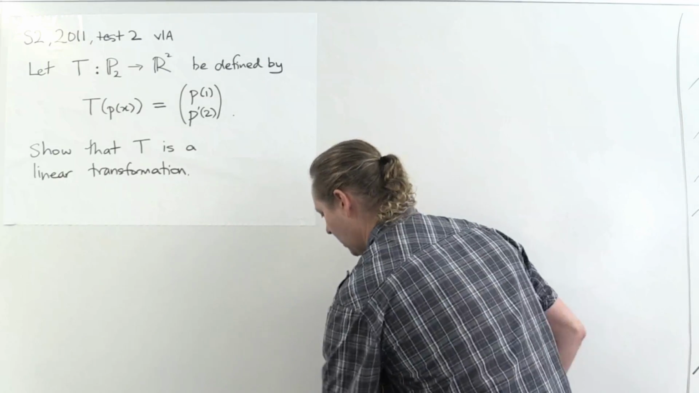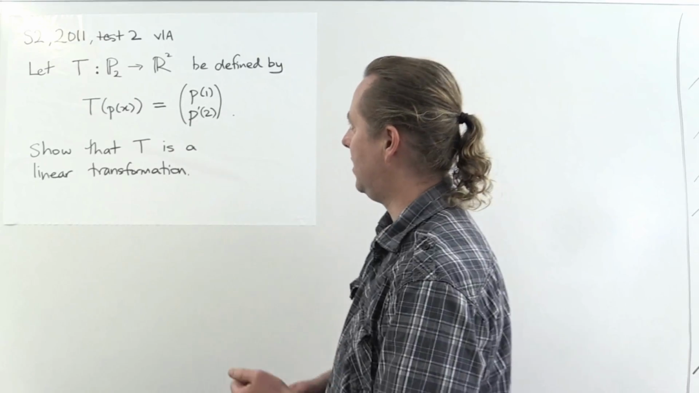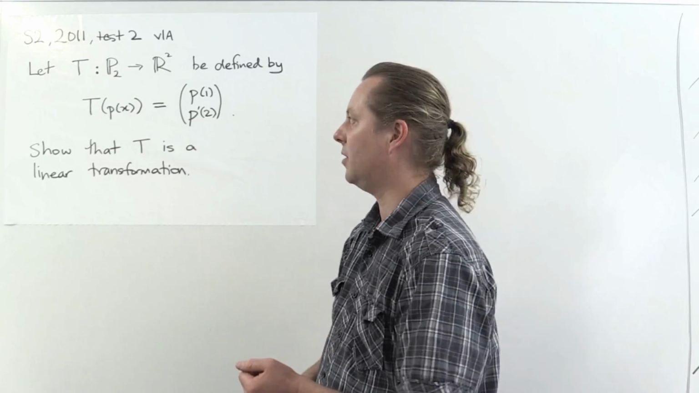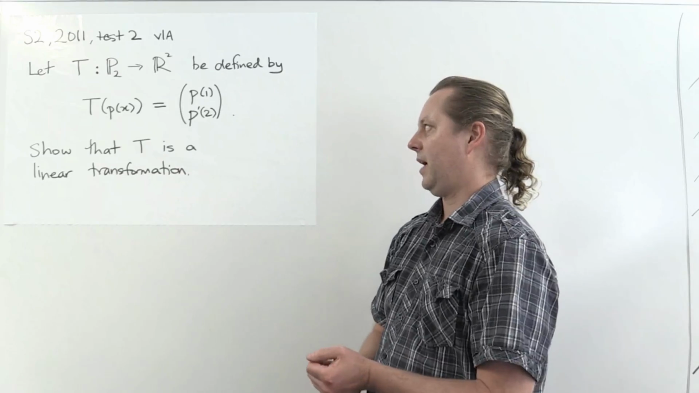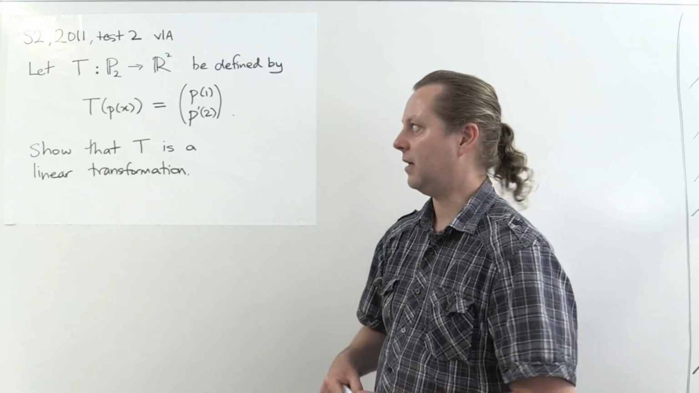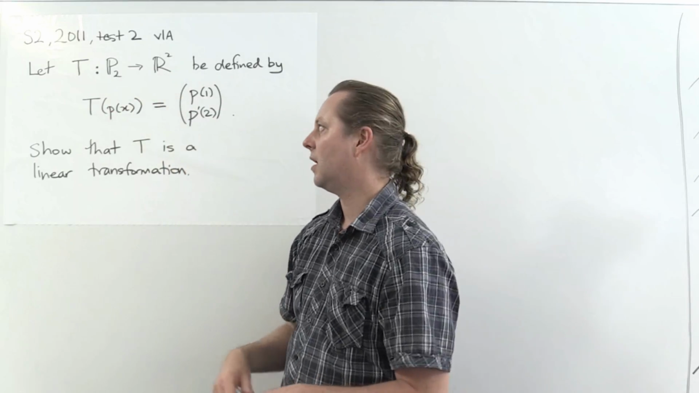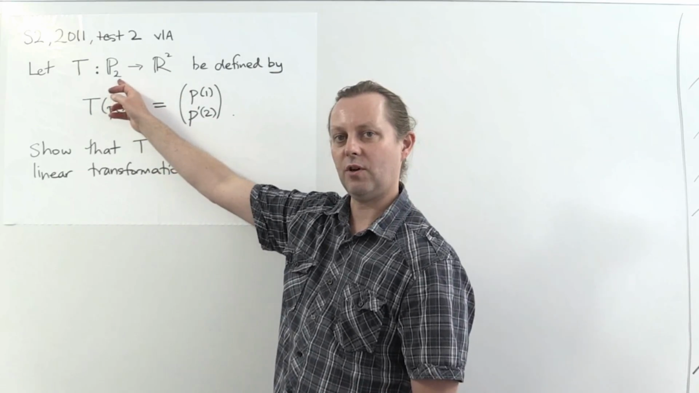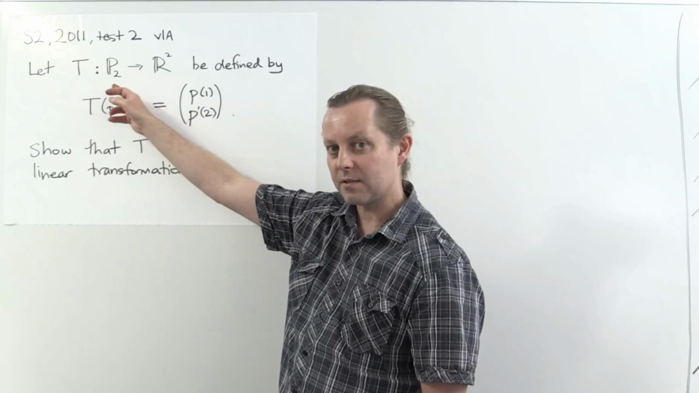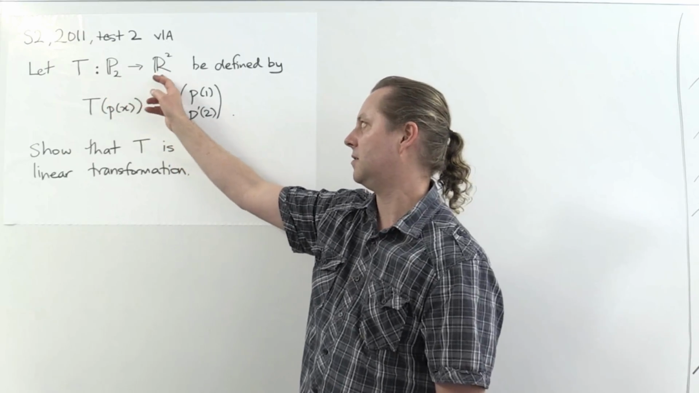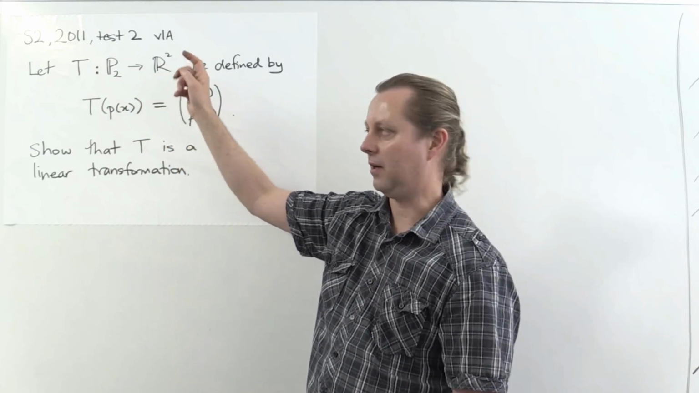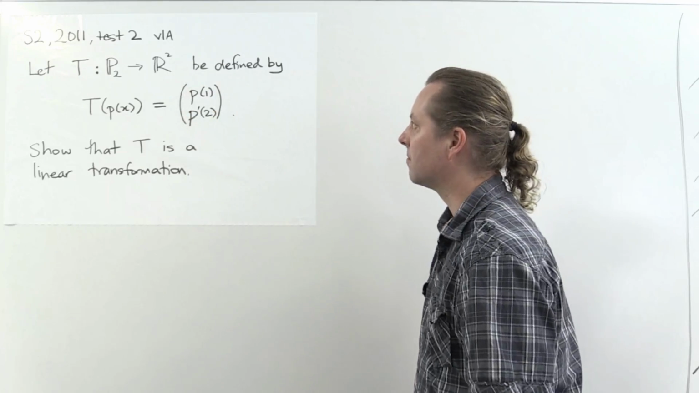Big blue one. Okay. So what we have here is a problem. I've slightly abbreviated the wording, but we want to show that something here is a linear map. This function from P2 to R2. This is the space of polynomials of degree 2 or less. And this is just R2, the usual R2 vectors with two real components.